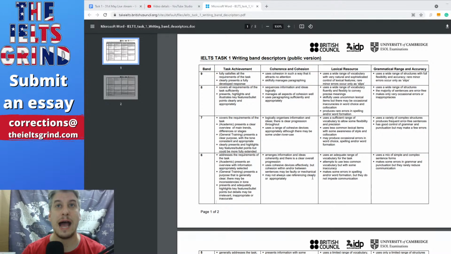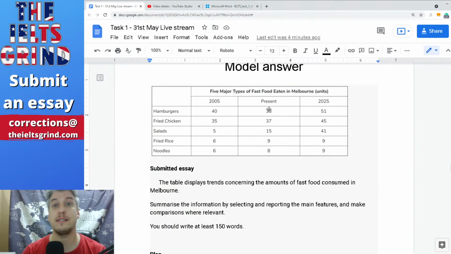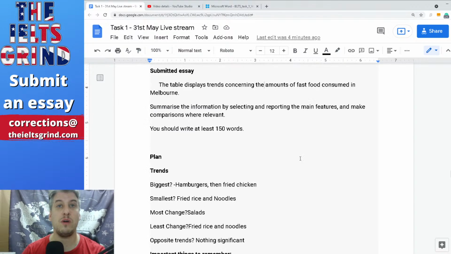So aim, for most students, aim to get a 6 in your writing overall, and aim to get 7s in your listening and your reading, and you will get 6.5. Most students need a 6.5. Okay, so that's what I'm thinking.